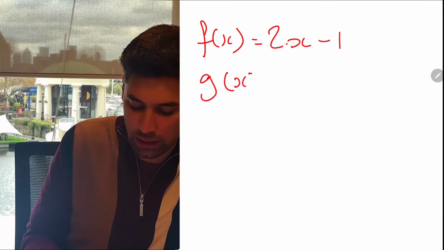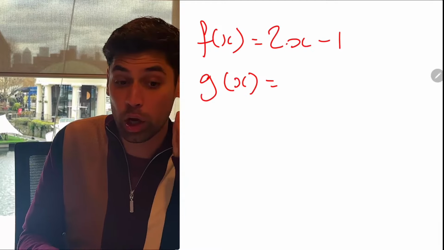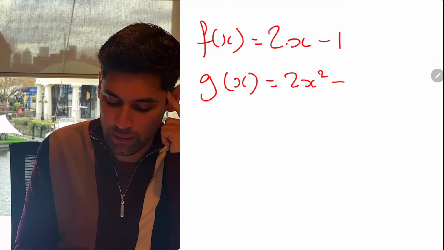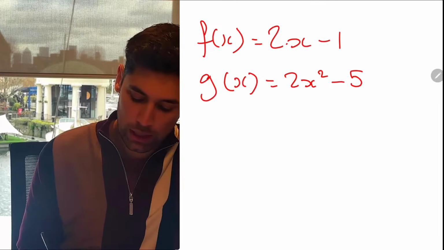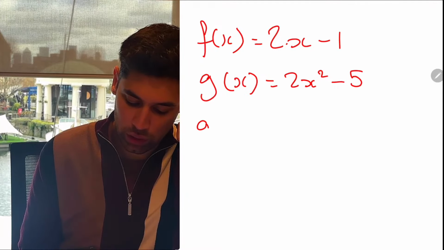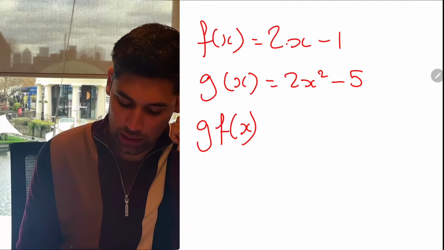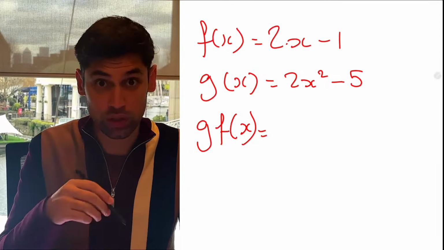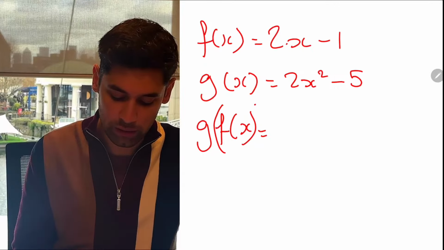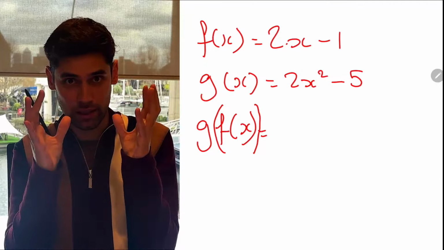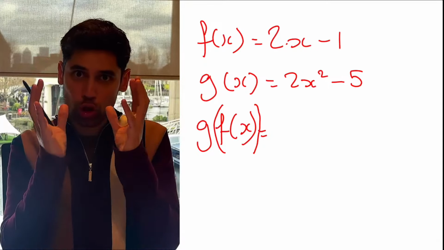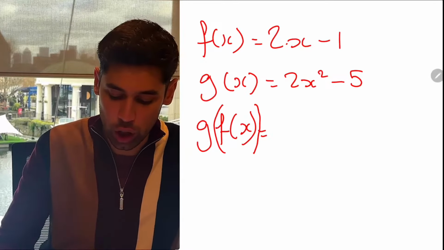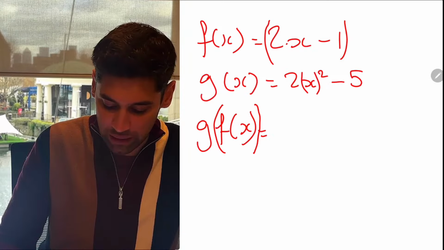And let's say g of x equals, I'm going to make it a little bit complicated so we cover all bases here, 2x squared minus 5. So let's say we're doing gf(x) here. Pay attention here, we have to be really careful. Put the brackets around f of x so we can see clearly that we're taking f of x in its entirety and we're going to put that into the g function. So f of x is 2x minus 1. That is going to go into the x value there.